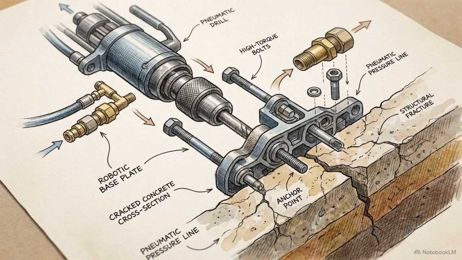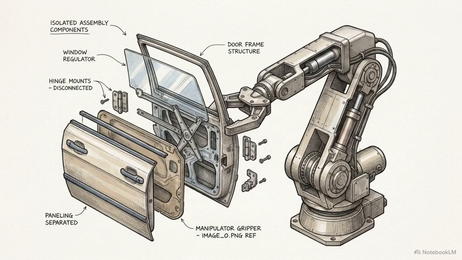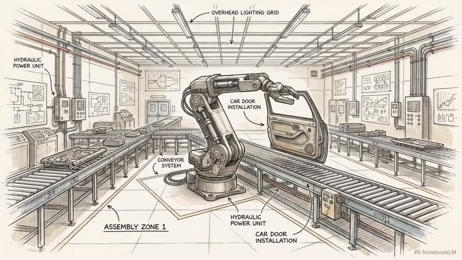The only way to harness this power safely was absolute physical isolation. Industrial arms had to be bolted to the factory floor and locked behind heavy steel safety cages, entirely separating human workers from the machinery. The defining characteristic of this industrial era was that the robot could not adapt to our world. We had to adapt our world to the robot.